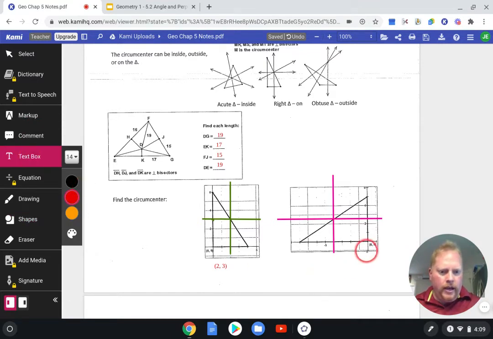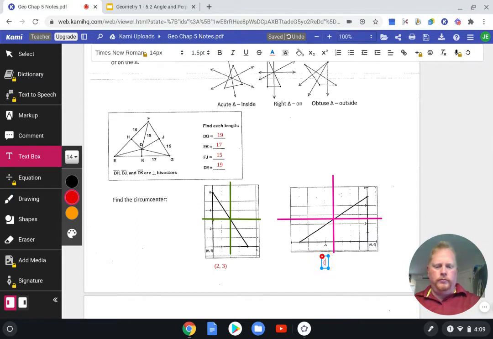So it looks like I went backwards 4, and up 2.5. And there's my circumcenter. Okay? Now get to know how to do that because you're going to see that on tests and quizzes. Now let's go ahead and move on to the incenter and the incircle.